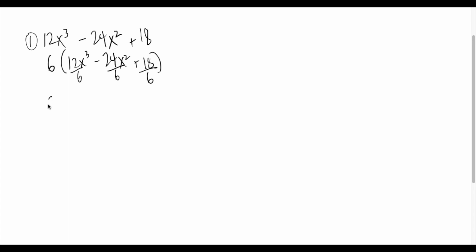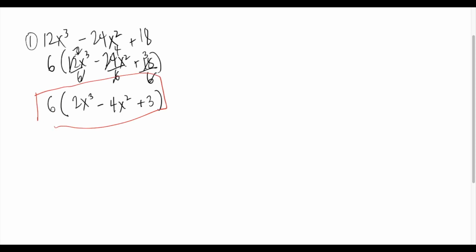Okay, here we will have 6 times, ito magiging 2x cubed minus 24 divided by 6, that's equal to 4x squared plus 18 divided by 6, that's equal to 3. Okay, so ito yung ating final answer.